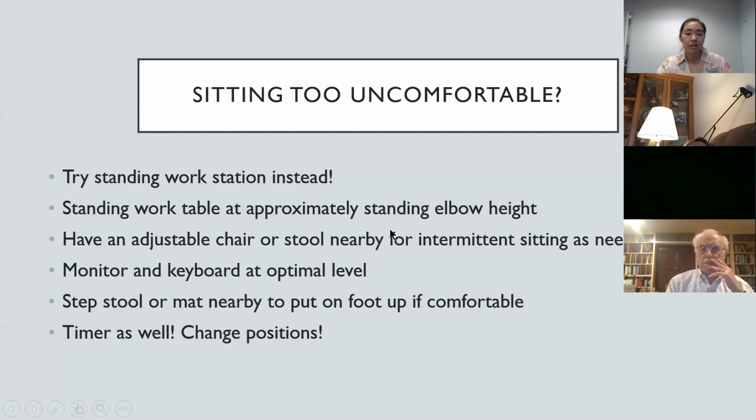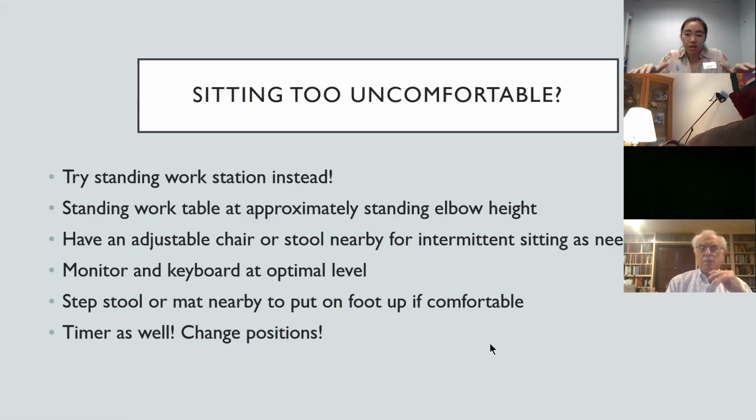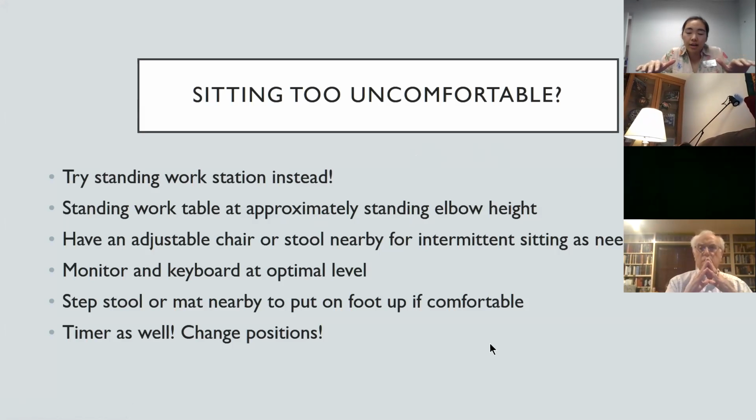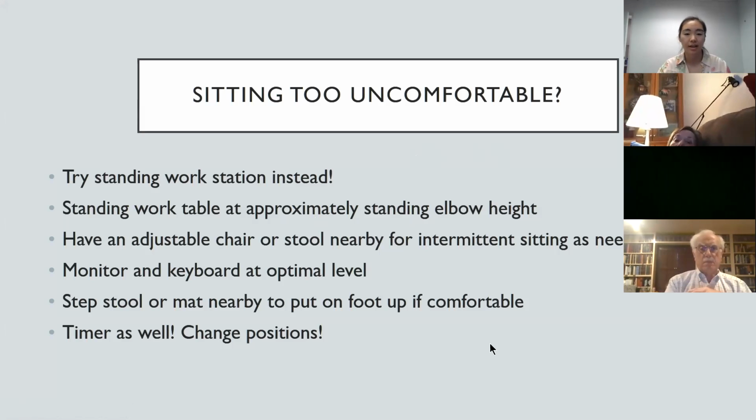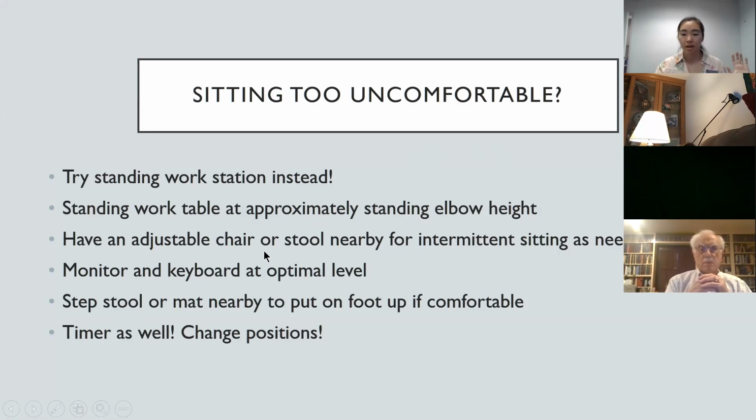If sitting is too uncomfortable, then I would also suggest maybe a standing workstation, something like a high-low table. If the table is at your standing height, you want it to be around your elbow level, so again your shoulders aren't hunched up too high, or it's not too low, like you're typing by your knees. I also suggest having an adjustable chair standing behind you, or even a stool nearby so that you can sit as needed as well.